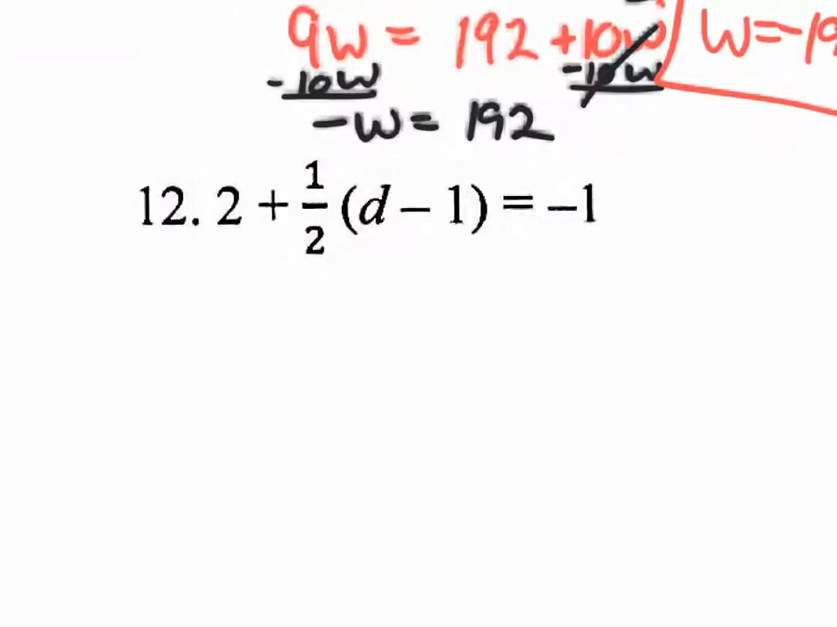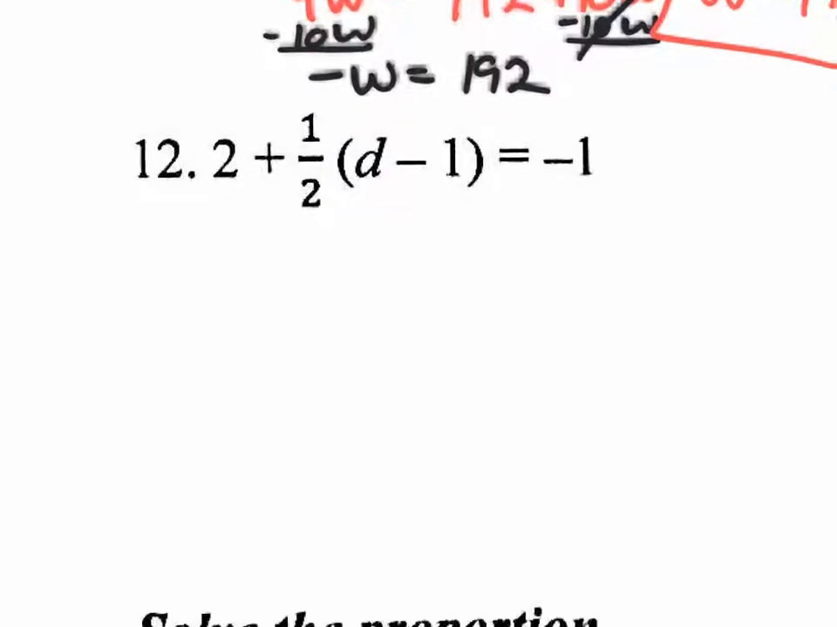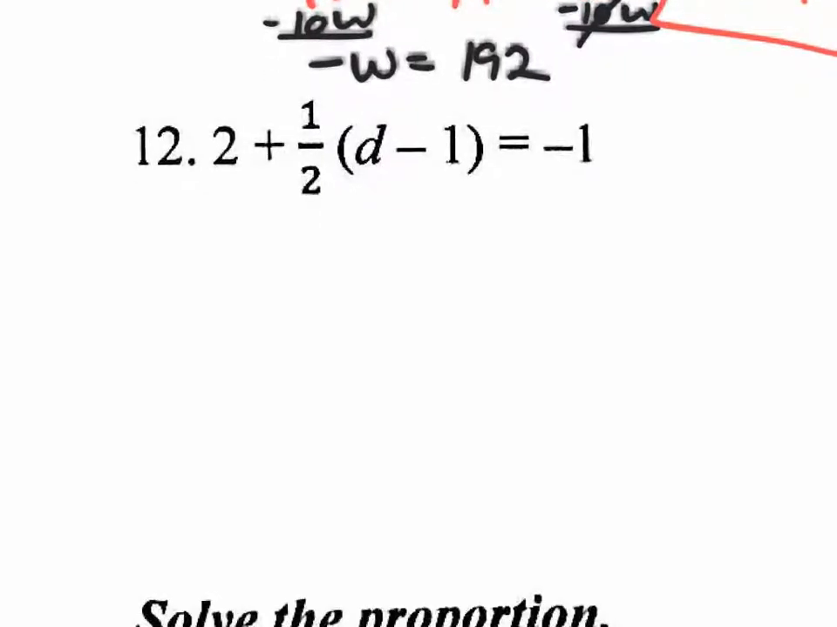Jumping to number 12. Number 12 is very interesting. A lot of people mess up on 12 because they want to get rid of the fraction, which is totally fine. And there's many ways of doing it. There's many roads to the same place. You could distribute the 1/2, or you could get rid of the 1/2 right from the start.